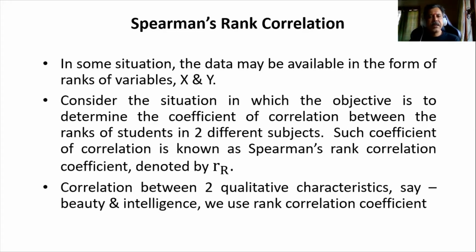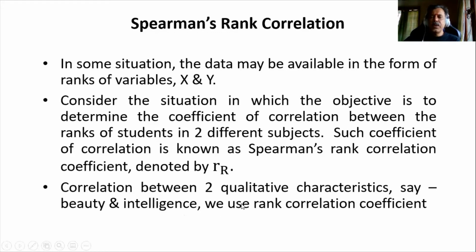Here it says, consider the situation in which the objective is to determine the coefficient of correlation between ranks of students in two different subjects. Such a coefficient of correlation is known as Spearman's rank correlation coefficient and denoted by small r suffix capital R. This capital R denotes rank. Small r is nothing but a correlation coefficient, the same notation we are using. Only to differentiate between Karl Pearson's coefficient and Spearman's rank correlation coefficient, we use this suffix capital R.